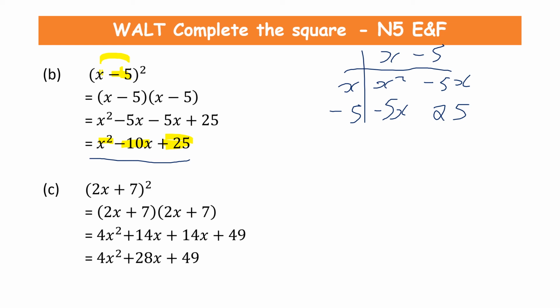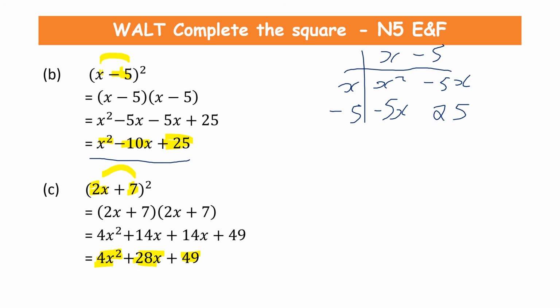And you can get that by squaring the first, squaring the last, and twice the inner product, because 2x squared is 4x squared. 7 squared is your 49. And 2x times 7 would be 14x doubled is your 28x.